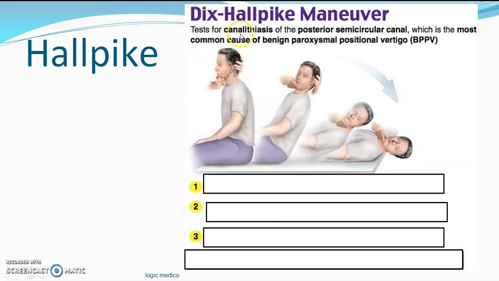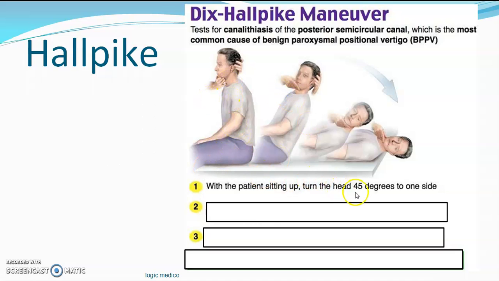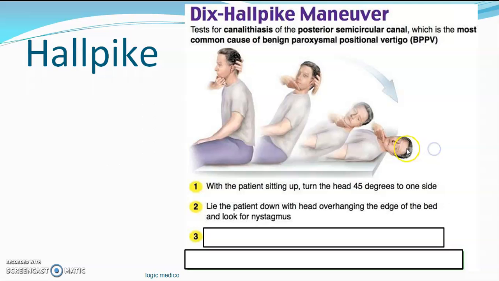This is a test for canalithiasis, where the stone, the otolith in the inner ear, especially in the posterior semicircular canal, has been displaced from its place. It usually happens in BPPV, benign paroxysmal positional vertigo. So let me tell you about the test. The person is first sitting on the edge of the table like this. Then he is asked to turn his neck 45 degrees. Then he is asked to lie down with the head hanging over the edge of the table like this.